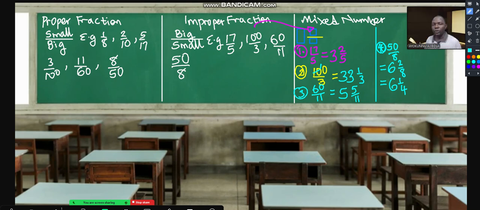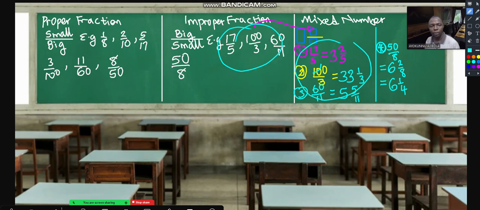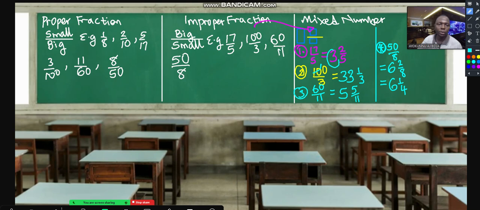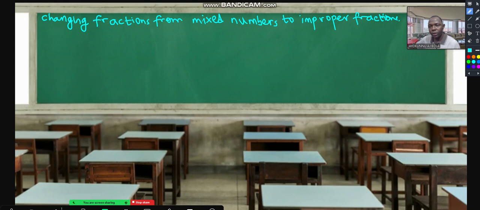So that is how to change from improper fraction to mixed number. Why is it mixed number? Because there's a whole number and there's a fraction part. What if I have to change it back to this place? Okay, we're going to look at that shortly, changing from mixed number back to improper fraction. Just stay tuned. So what we want to do now is to change fraction from mixed numbers to improper fractions.